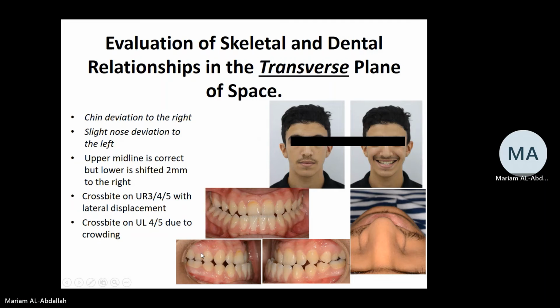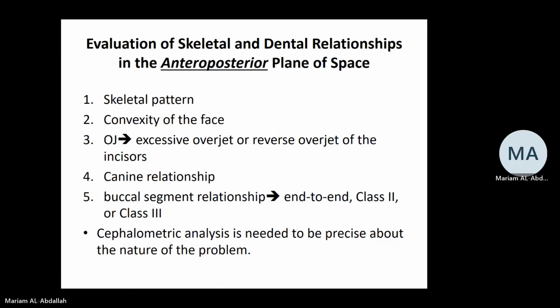Right? I'm not talking about the anterior crossbite. Because this is the transverse relationship, I'm talking about the buccal segment crossbite. Now we come to the skeletal and dental relationship in the anterior posterior plane.